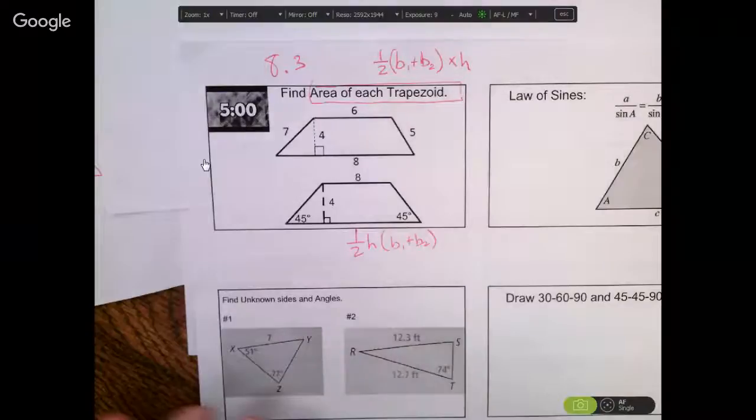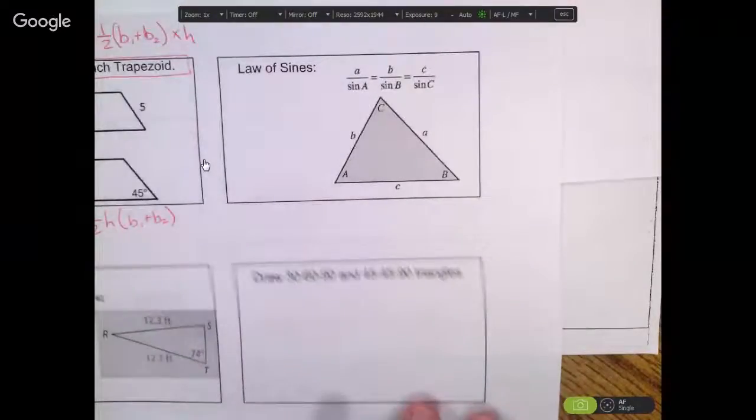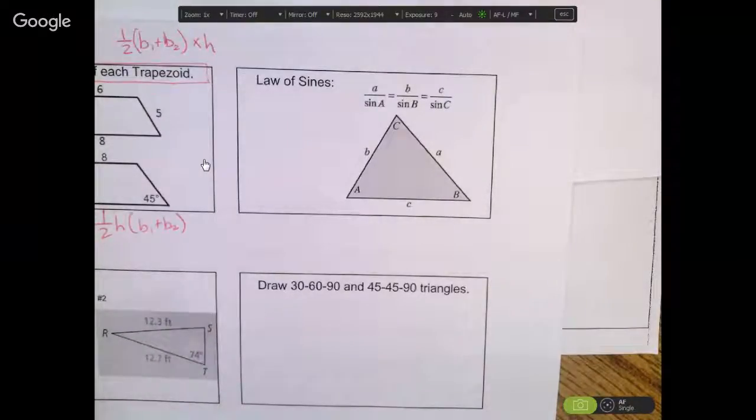All right, so law of sines. The law of sines says that you can write a proportion related to the angles and the sides of a triangle. I want to point something out here, Eli. What type of triangle do you have to have to do the law of sines? A right triangle? Any triangle, this works.